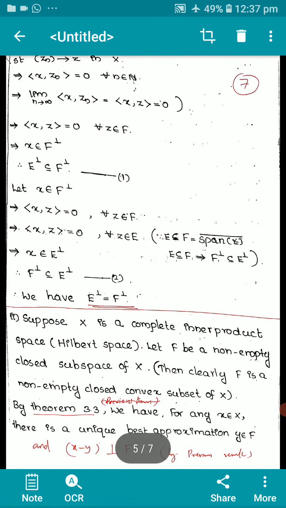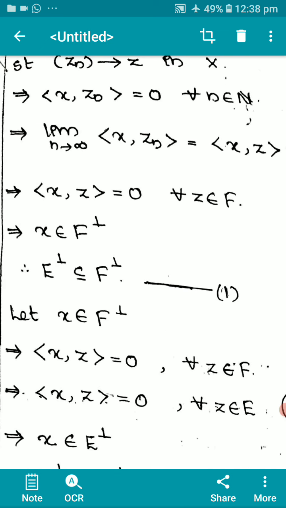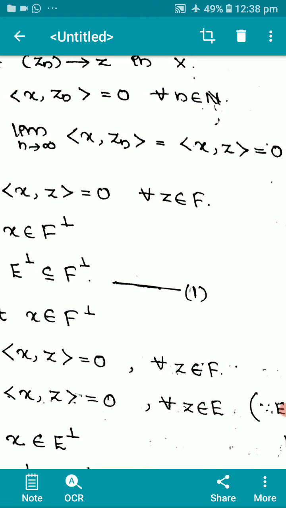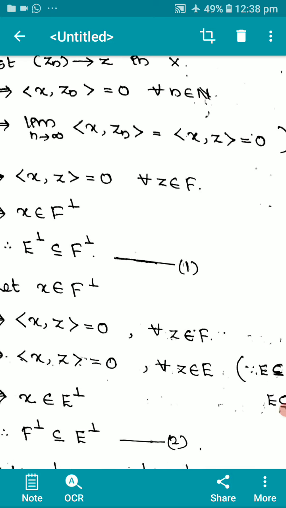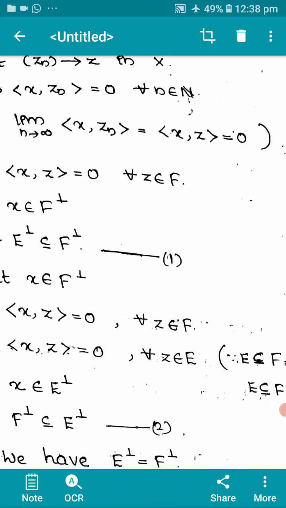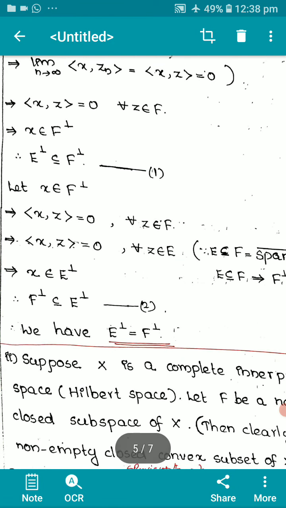such that the sequence zn converges to z in X. Then the inner product of x and zn is equal to 0 for all n in N, so the limit of the inner product of x and zn is equal to the inner product of x and z, which is equal to 0. So we get inner product of x and z equals 0 for all z in F, or x is in F perp. That is the first one: E perp is a subset of or equal to F perp.